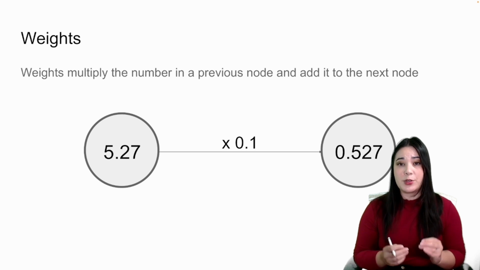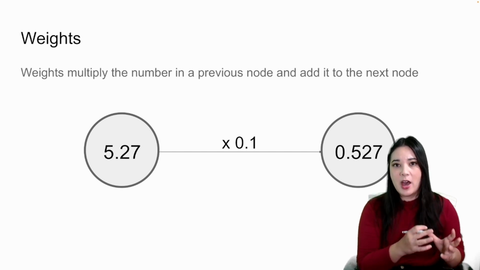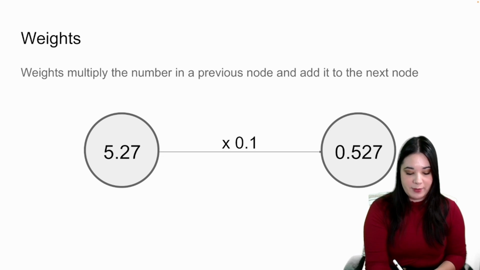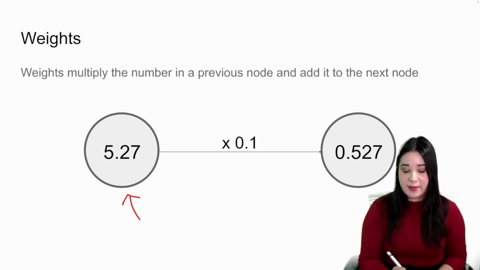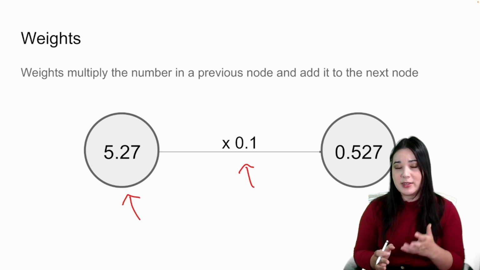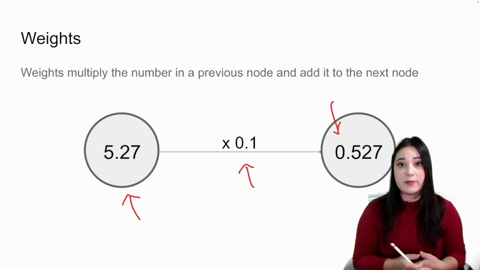Neural networks also have weights. Weights are really similar to coefficients. They're basically values that we multiply our inputs by in order to get some output value. Here we have a node with the value 5.27 and a weight of 0.1. The way this is arranged, it means that our value of 5.27 will get multiplied by our weight of 0.1, resulting in a new node with the value 0.527.